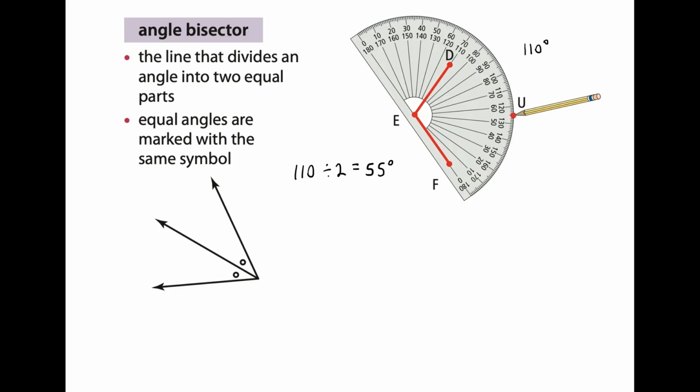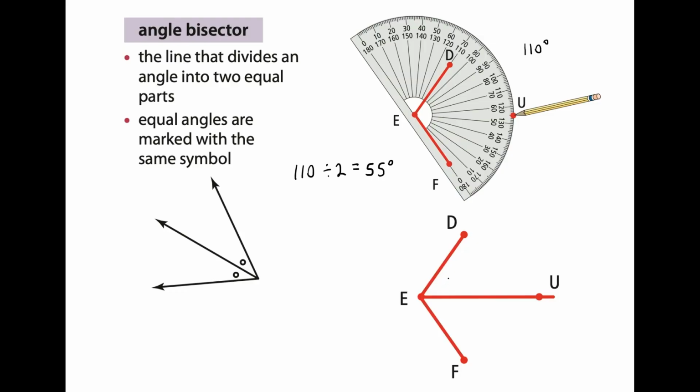So once I have that, I make a little dash or circle, and then I take a ruler and I just draw it all the way till it bisects the angle into exactly equal halves. And once I have that, I should have a line that cuts through like this. That's called the angle bisector.